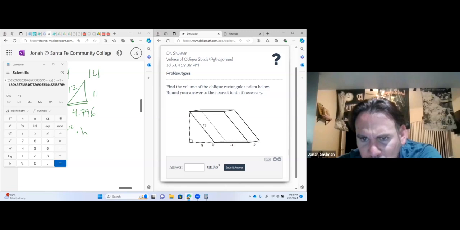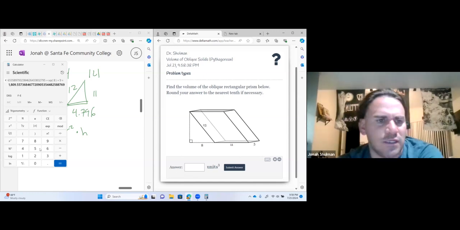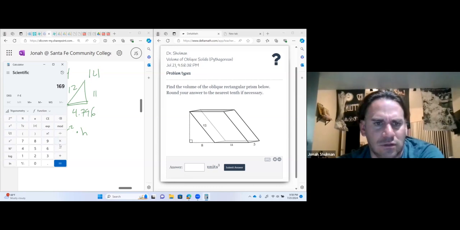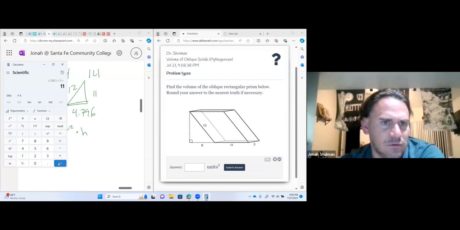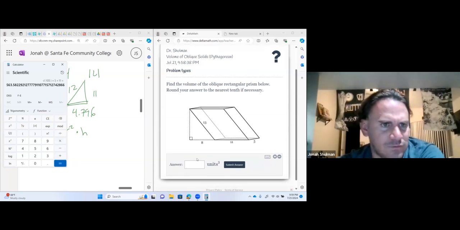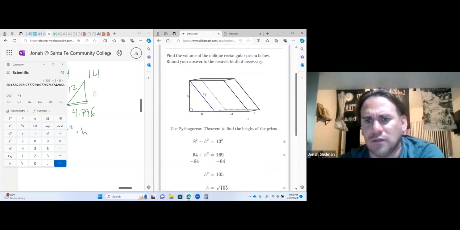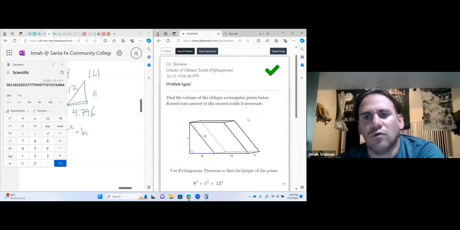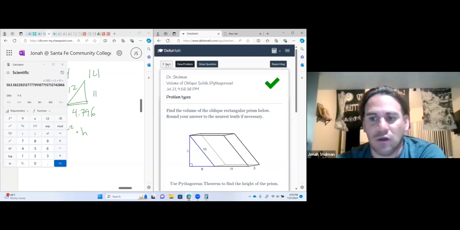So it's just length times width times height. So we need this. So it's going to be 11 times 5. So it's 55 times whatever that is. So 169 minus 64. I'm just using Pythagoras to get this side. I do the square root of that, and I multiply this by 5, and then I multiply this by 11. To the nearest 10, so 563.6. I think that's right. Nice. Cool. So always base and height. Always get the bottom area, and then it's got to be perpendicular.